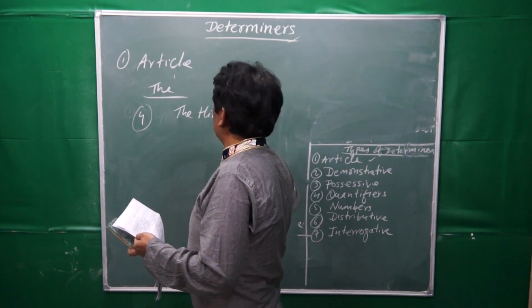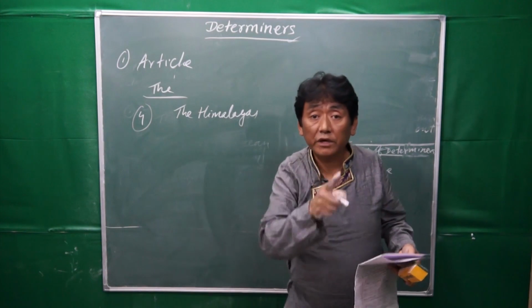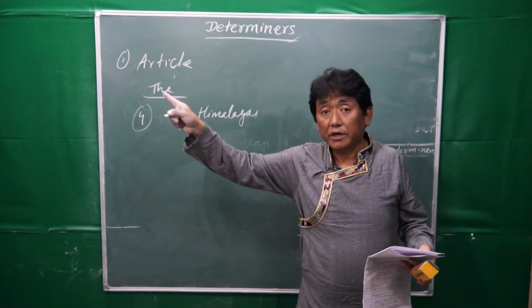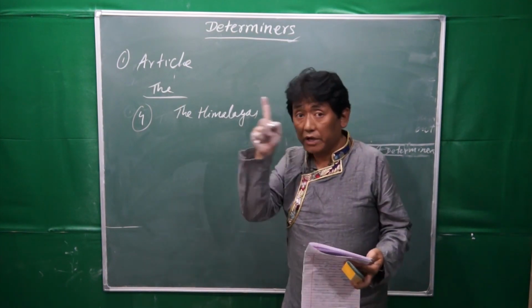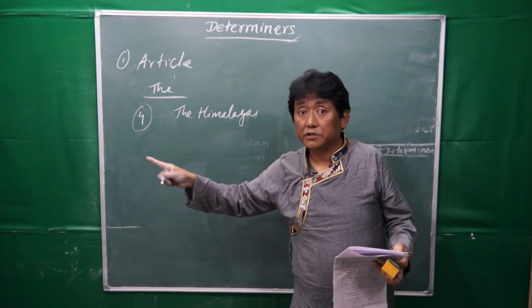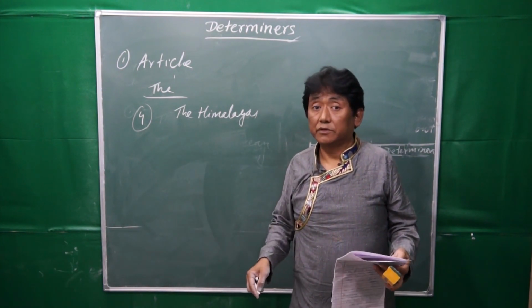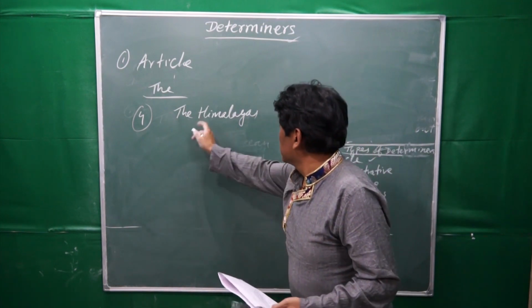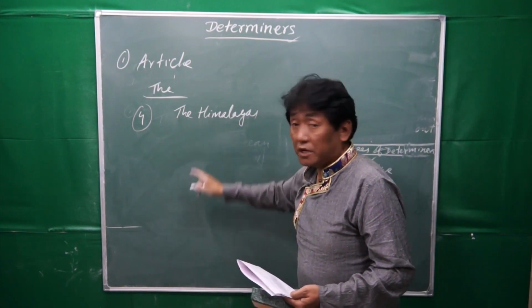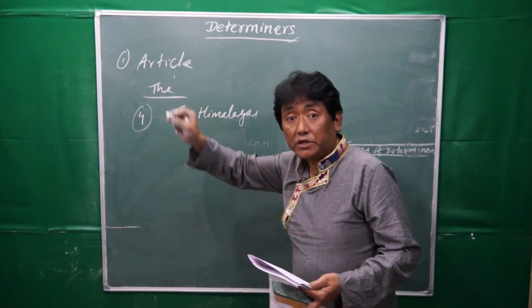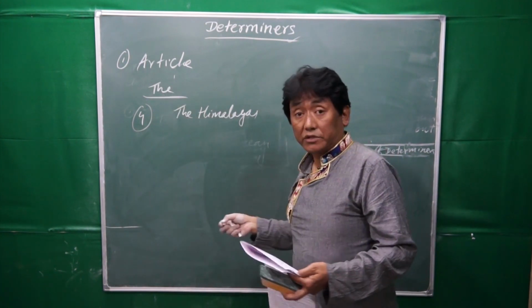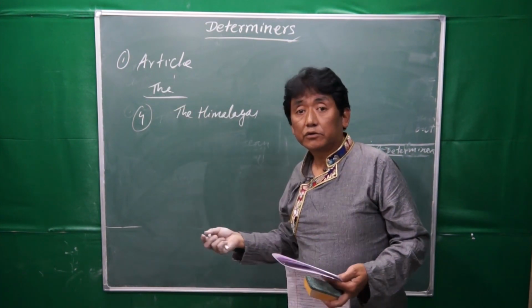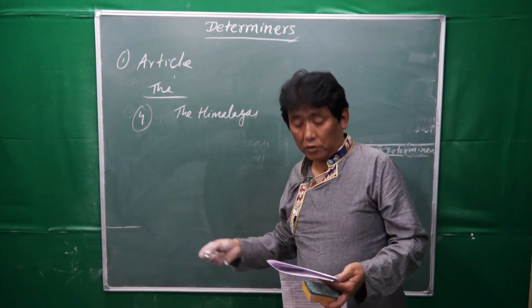Himalayas, right? But be careful, we don't write "the" in front of a peak, like Mount Everest. We never write "the Mount Everest." We write just Mount Everest only. It's just a peak only. You can see the Himalayas are mountain ranges, and Mount Everest is just one peak. So we don't use "the" in front of Mount Everest.